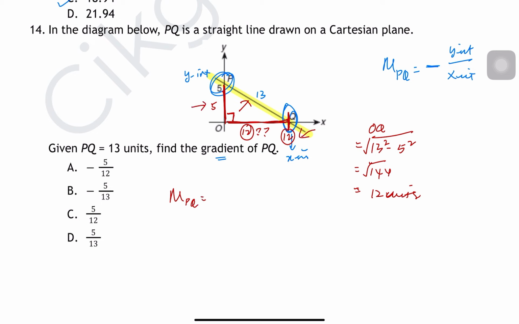Last but not least, in order to find your gradient PQ, you will just input your X and your Y, which are 12 and 5 respectively. And the negative is always in your formula. Don't forget that. So negative 5 over 12. So your answer is A. Right, so this is your question 14.